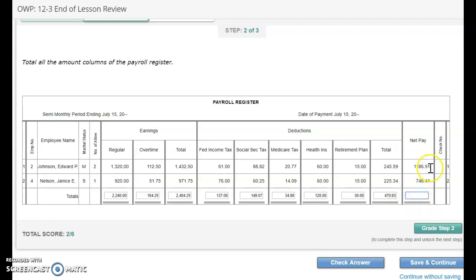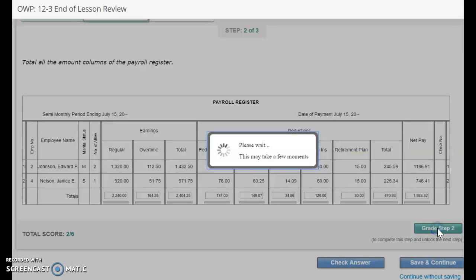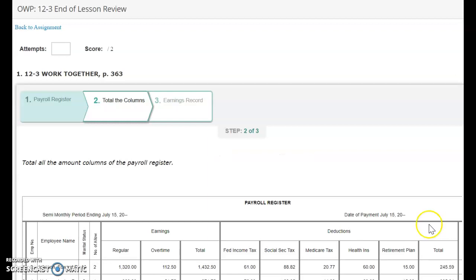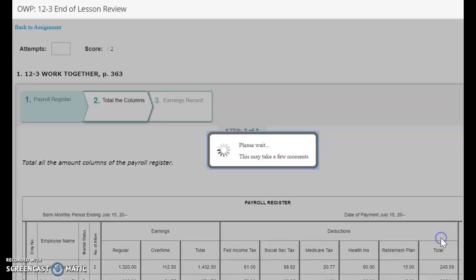Okay, and then I need to add up the net pay. Okay, and again, I'm going to double check by taking my total earnings from here and subtracting my total deductions from here. And I get the same number again. So now we can grade step 2. Okay, and move on to next step.